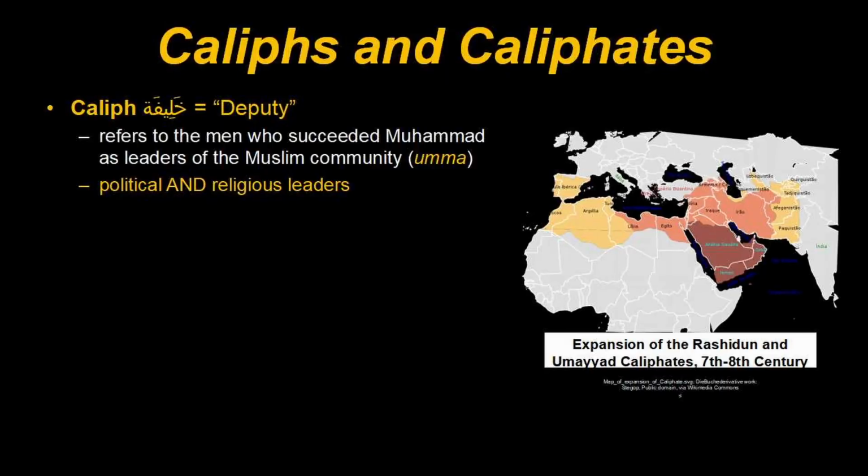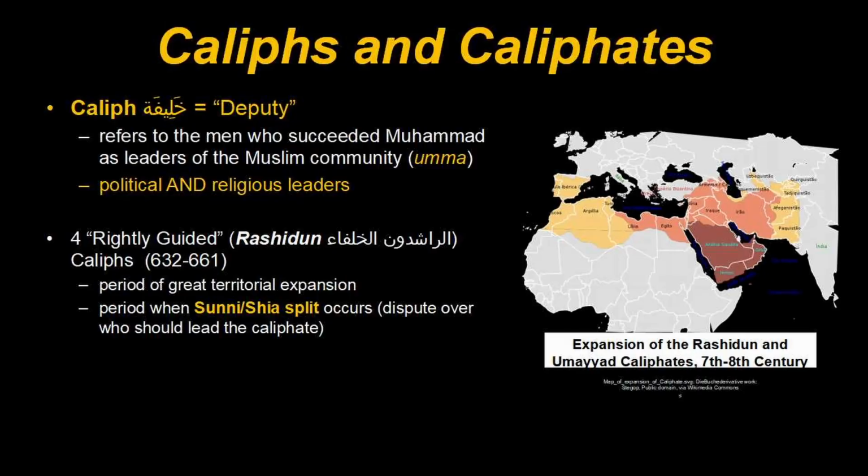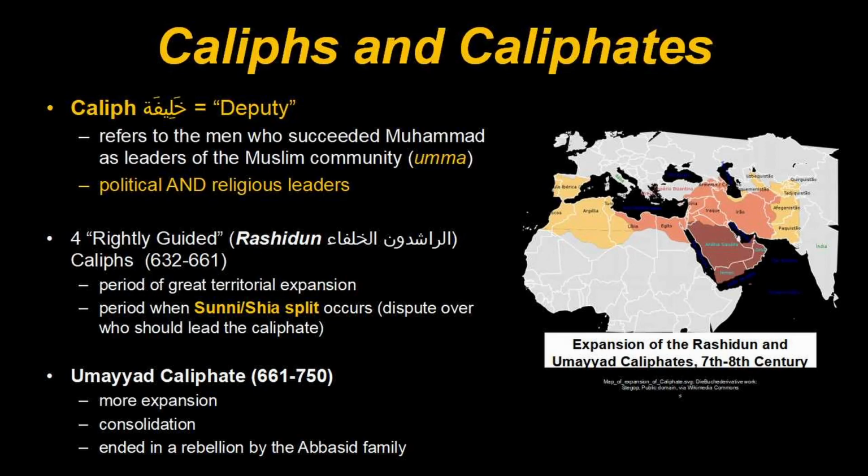Caliph refers to the men who succeeded the Prophet Muhammad as the leader of the Islamic community. These caliphs were both religious and political leaders. The first 4 caliphs were called the rightly guided caliphs. After these guys came the Umayyad Caliphate, which set up its capital in Damascus. It was during this dynasty that the term Dar-al-Islam arose. This literally means the House of Islam.